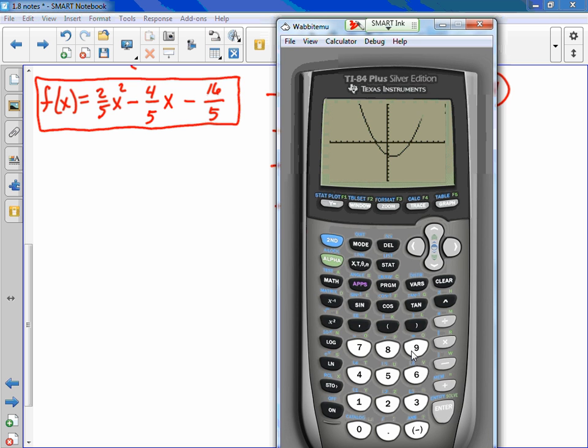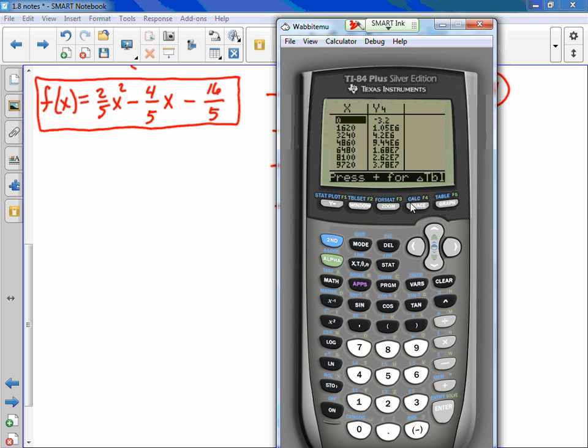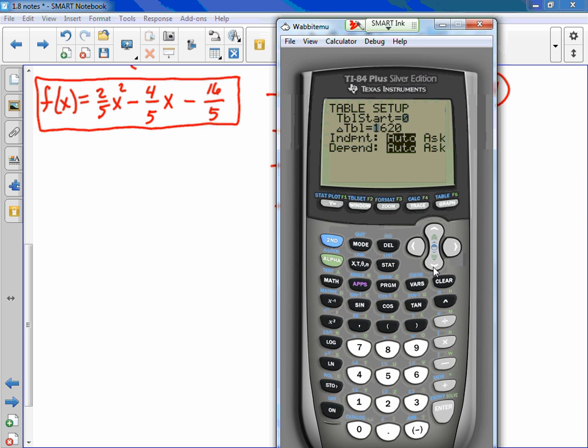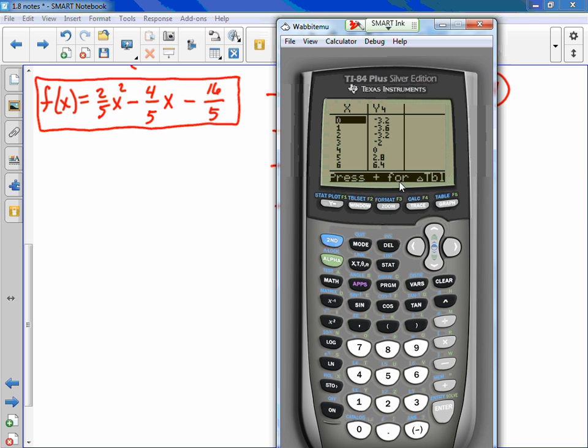And there is my parabola. It crosses with a root at -2 and at 4. And I'm not sure about down there, so to see that, I'm going to look at my table. Oh, I don't like the table the way it is, so I'm going to go to second table set. Start at 0. Delta table, or change table, by 1. Now that should be a little nicer.